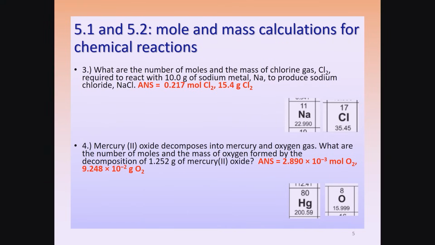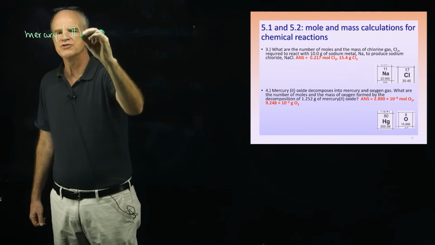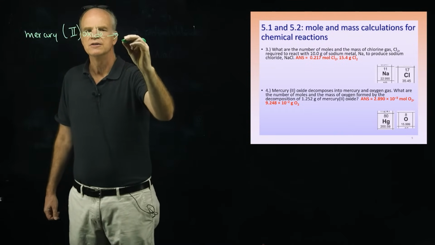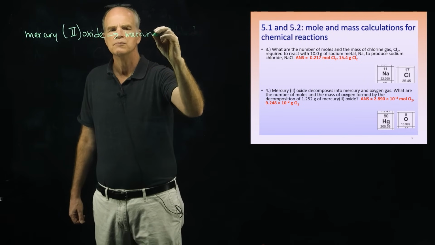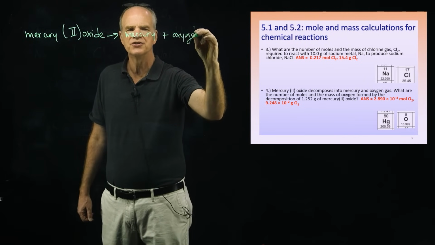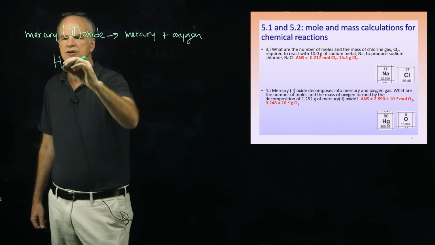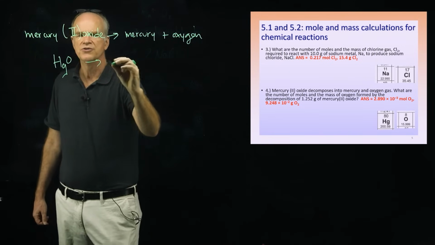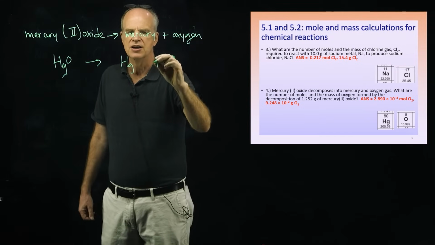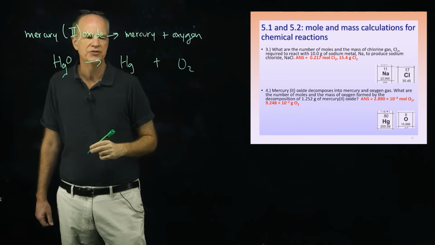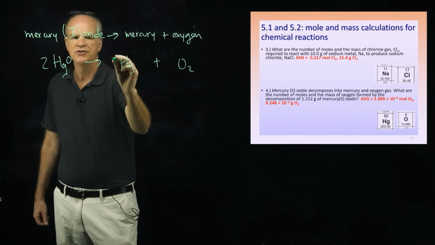Okay, mercury oxide decomposes into mercury and oxygen gas. What are the number of moles and the mass of oxygen formed by the decomposition of 1.252 grams of mercury oxide? Okay, so let me write out an equation here. Here we have mercury, and we're told what the charge is, which helps. Oxide gives you mercury plus oxygen gas. So let's write out a balanced equation. Mercury is going to be 2 plus, oxide is 2 minus, so HgO should be the formula for mercury oxide. It gives us mercury metal, which is monatomic in the elemental state, and oxygen, which is diatomic in the elemental state. So let's balance this: 2 oxygen here, 1 here, and so I think it's now balanced.